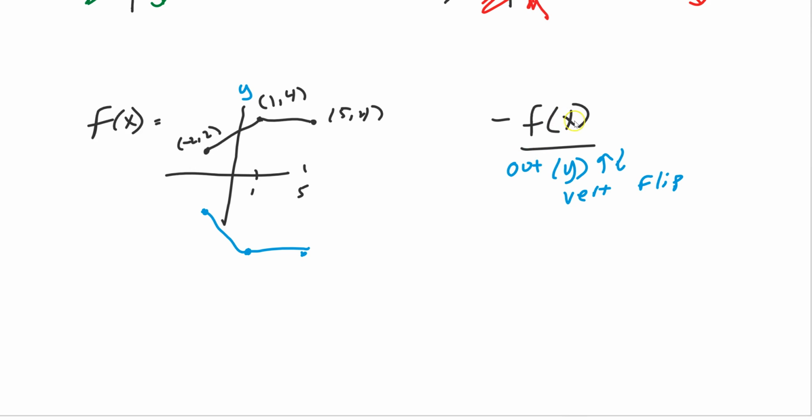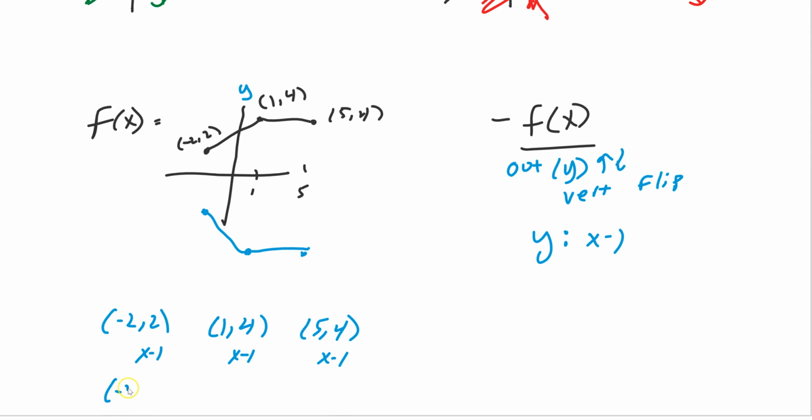Other way to do it, like I said earlier, you can actually just do the math on it. What's going on here is this. You're multiplying your function by -1. So if I get all my points, another way to do this is just multiply all your y values by -1. So if I multiply my y by -1, I get -2, -2, 1, -4, and 5, -4. If I graph that, -2, -2, 1, -4, 5, -4, right? It works either way.